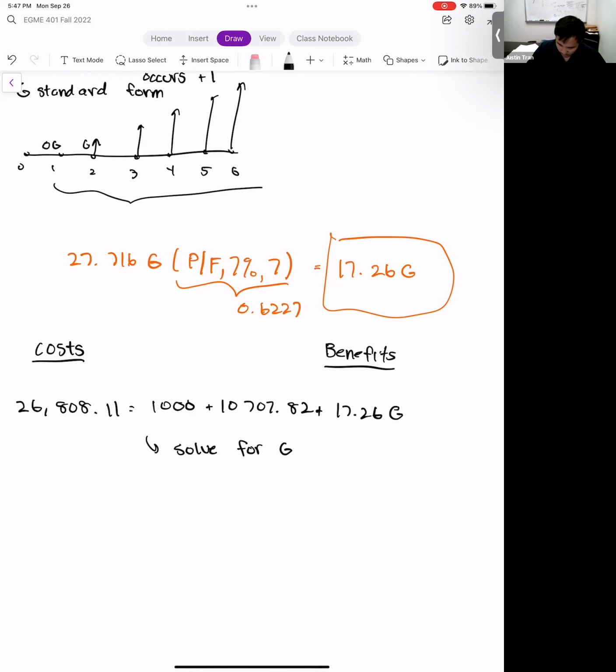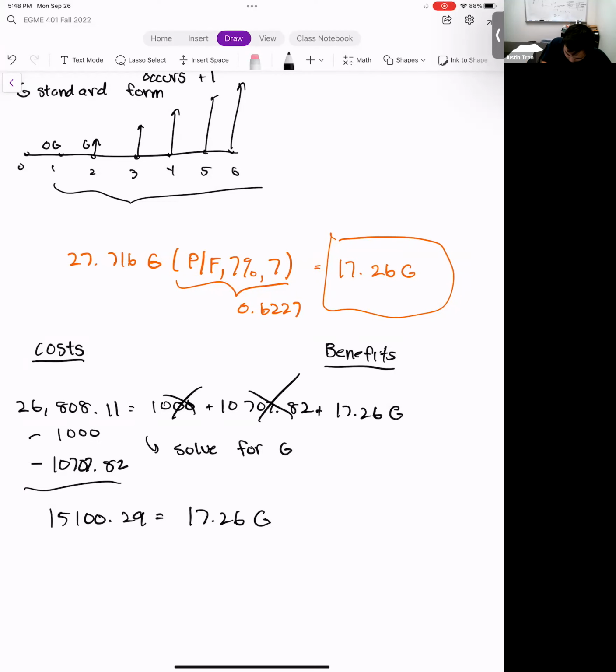Okay. So I'm going to go ahead and subtract everything from this side. Okay. So I'm going to subtract that over here. So 26,808.11 minus 1,000 minus 10,707.82. Okay. And so this right here is 15,100.29. This is equal to 17.26 G. Okay. Now I'm going to divide that by 17.26.